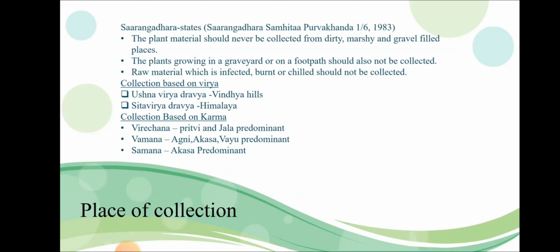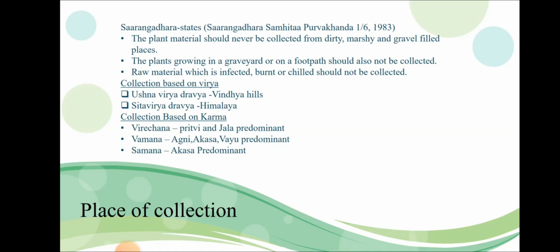Raw materials which are infected, burnt, chilled should not be collected because they do not produce the expected therapeutic effect. Hence, these should be rejected. Collection of raw materials based on virya. There are two kinds of virya, that is Ushna virya and Shita virya. Ushna virya dravyas must be collected from Vindhya hills. Shita virya dravyas are collected from Himalaya.